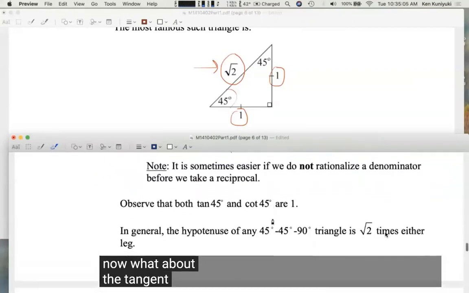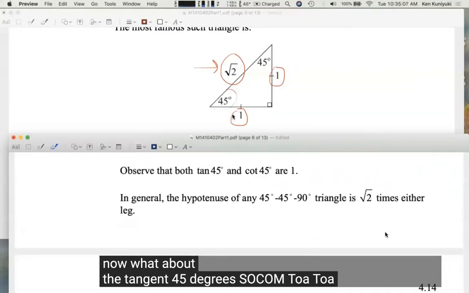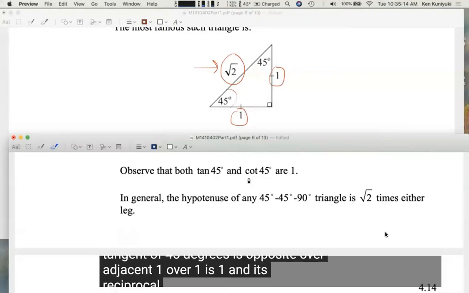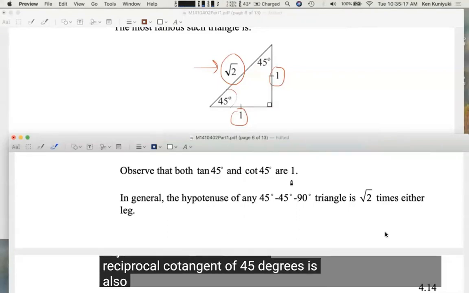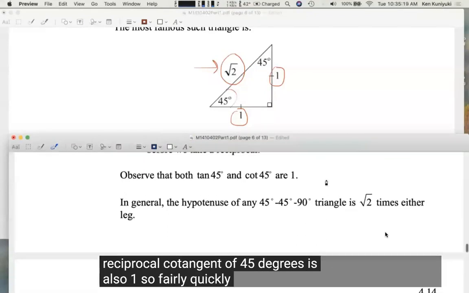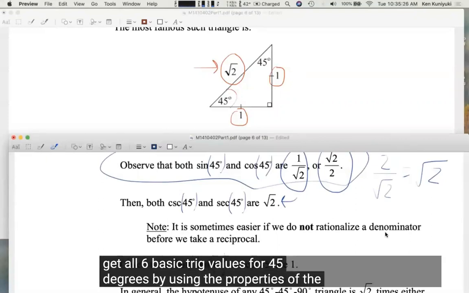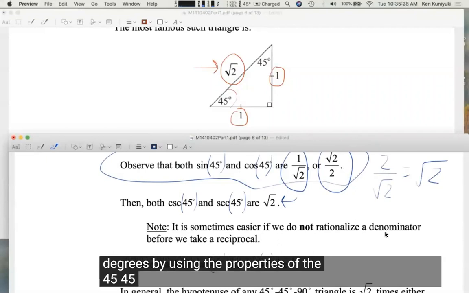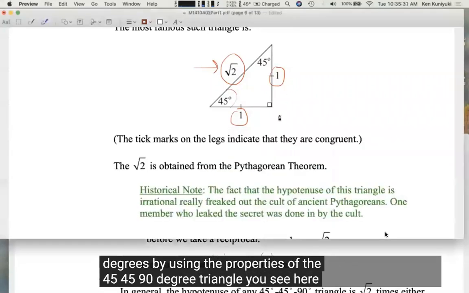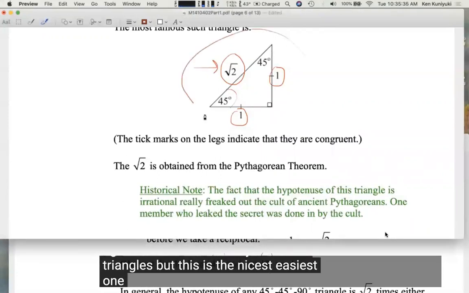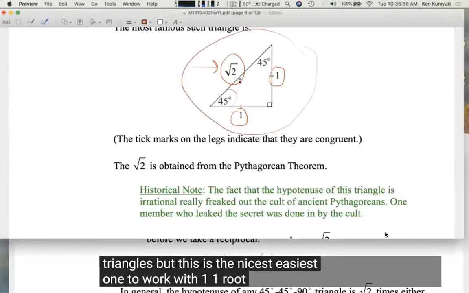Now what about the tangent of 45 degrees? SOH-CAH-TOA, tangent of 45 degrees is opposite over adjacent. 1 over 1 is 1. And its reciprocal, cotangent of 45 degrees, is also 1. So fairly quickly, we're able to get all 6 basic trig values for 45 degrees by using the properties of the 45, 45, 90-degree triangle you see here. Again, it's a whole family of similar triangles, but this is the nicest, easiest one to work with. 1, 1, root 2.